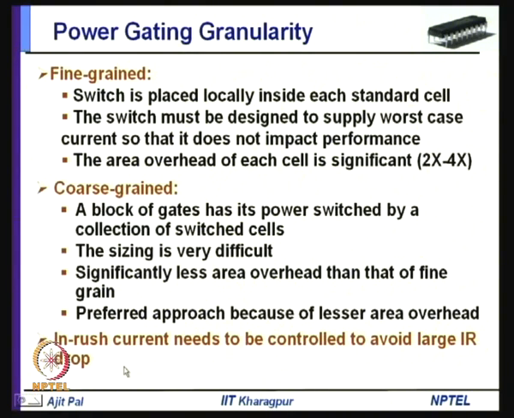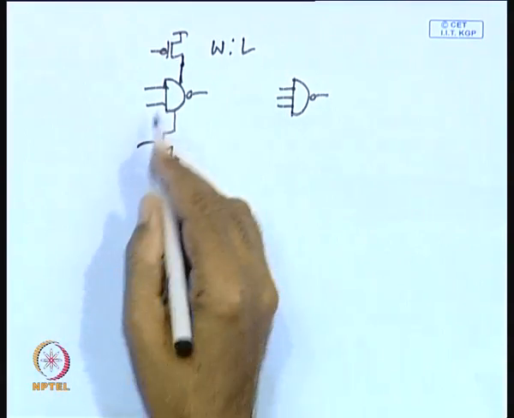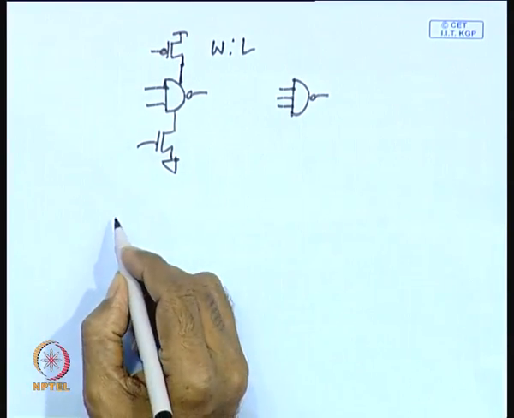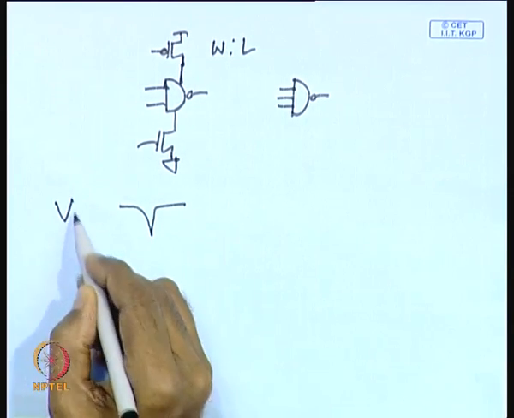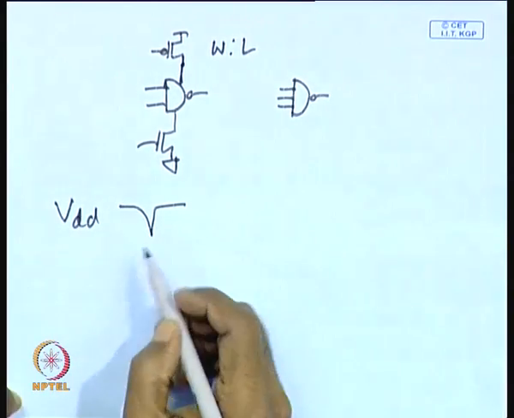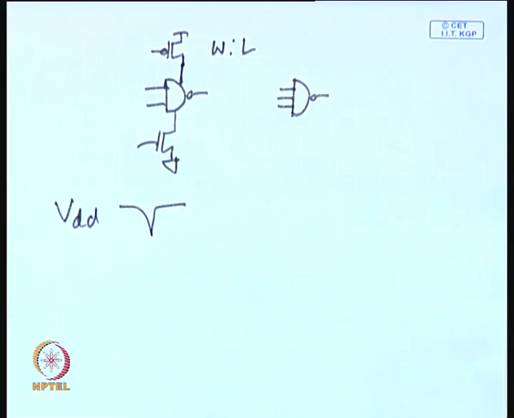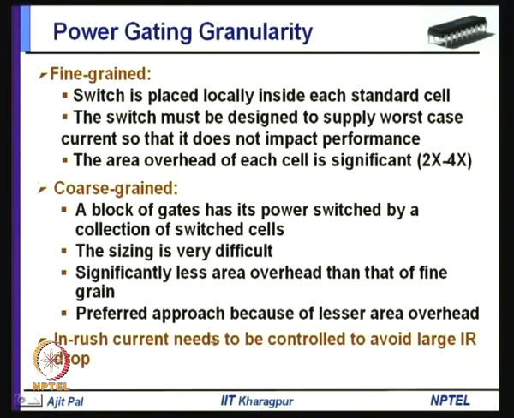That means, you should not suddenly turn on a large number of switches, so that there is a power droop. That means, VDD does not drop, leading to glitches and power line problems. So, inrush current has to be controlled, and we shall see later on how it can be done.